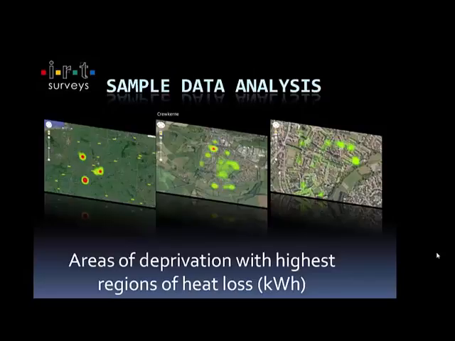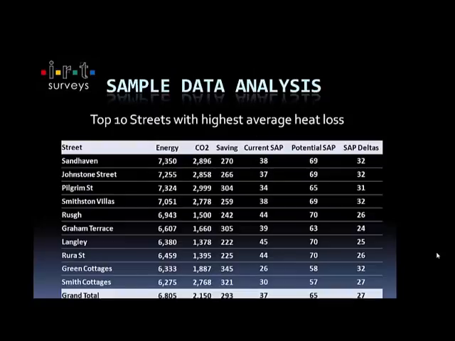So the higher densities of heat loss in these images are the red areas, with the green and yellow areas showing less and less. So typically what you can do once you've got your data, you can quickly sort that data by street. In this instance we're just showing the top 10 streets within our data set which have the highest average heat loss per property. So you can see that Sandhaven Street has the highest energy loss out of all the properties on average. So this is average per property.